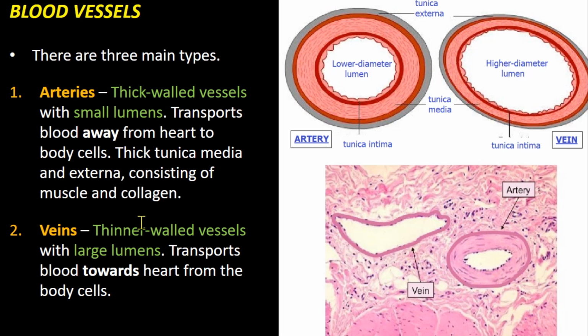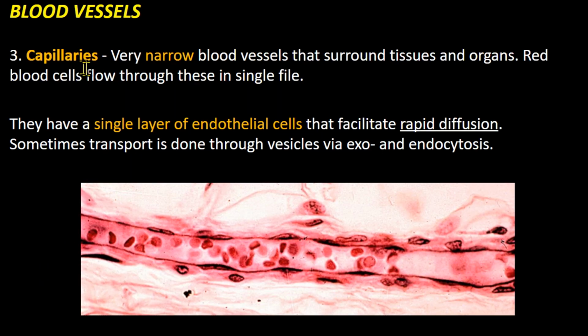than the arteries. The third type of blood vessel are the capillaries. These are very narrow blood vessels that surround tissues and organs. They form a capillary network. Red blood cells would flow through these in single file. They have a single layer of endothelial cells that facilitate rapid diffusion of things like oxygen and carbon dioxide. But sometimes transport is done through vesicles via exo and endocytosis.